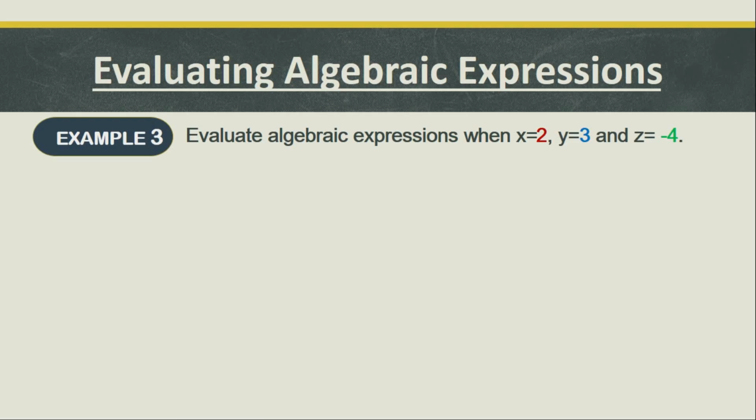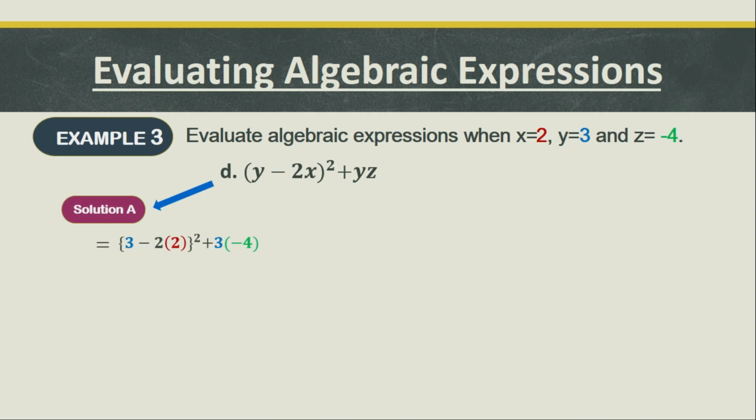Let's have the fourth example. The quantity of y minus 2x squared plus yz. Let's solve this in two ways. Solution A equals the quantity of 3 minus 2 times 2 squared plus 3 times negative 4. If you notice here, we just replaced the variables with its corresponding value.